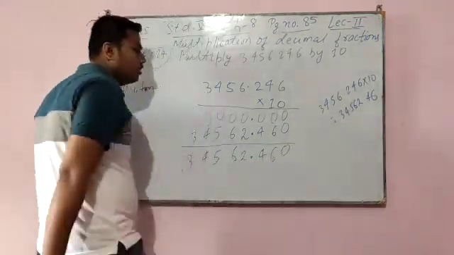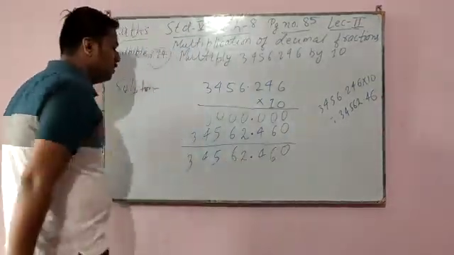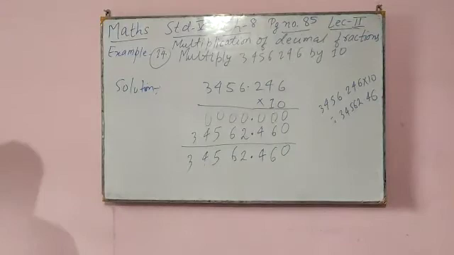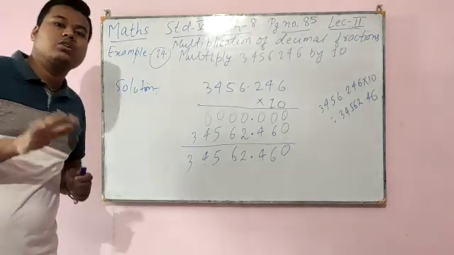Decimal. That's why we will not assume this 0. Okay, we will not assume this 0. That's why your answer is 34,562 decimal 46. So till here I am stopping. In next classes I will go for example number 15. So for now, goodbye to all of you.